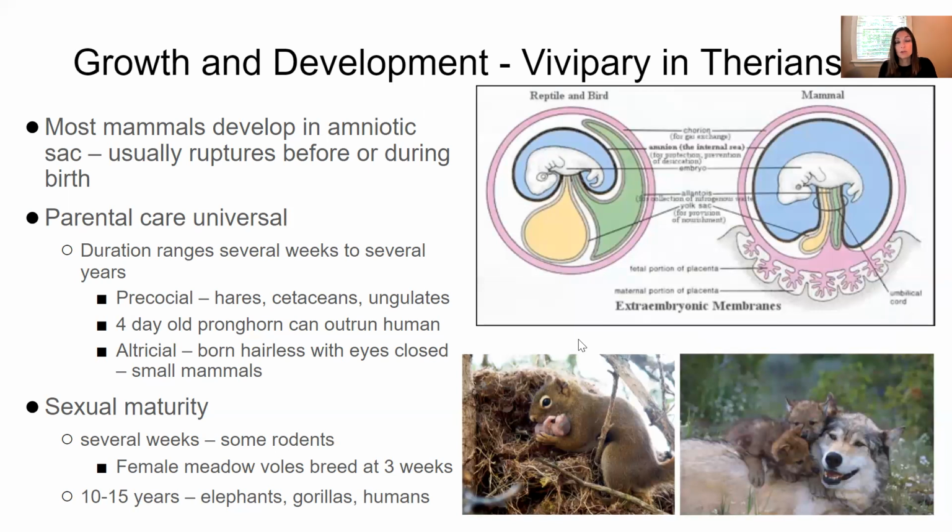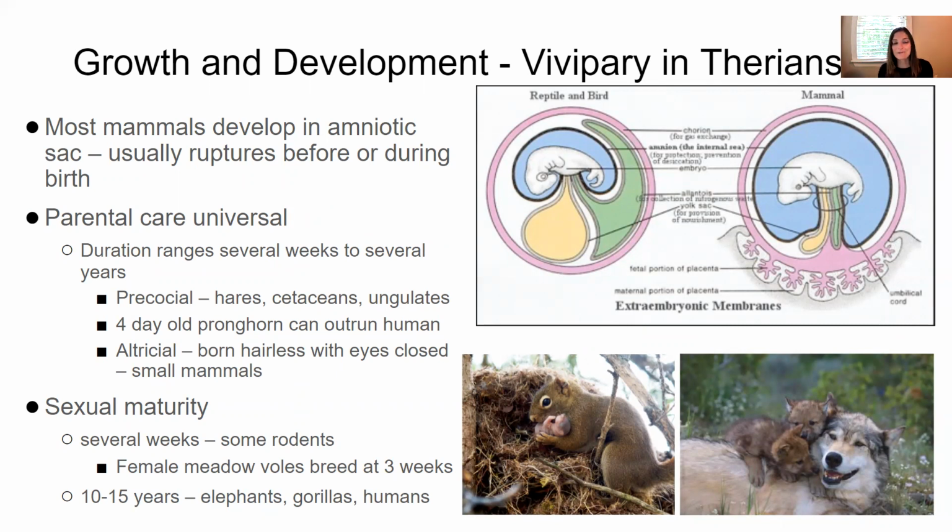Parental care in mammals is universal. So really all mammals care for their young, but there's a wide range in level of parental care. So the duration and the amount of care varies across species. Just like with birds, some mammals are born precocial, some are born altricial. So hares, cetaceans, ungulates are born precocial, where they can move around on their own. They might be able to get food on their own right from birth. A 4-day-old pronghorn can outrun a human. That's kind of pathetic, kind of cool too.